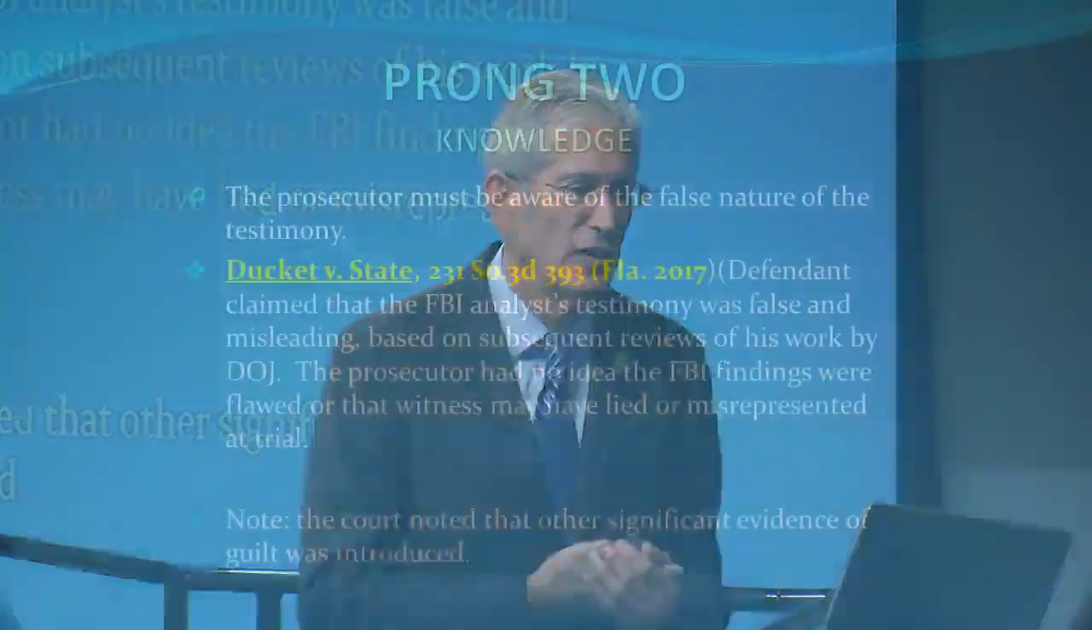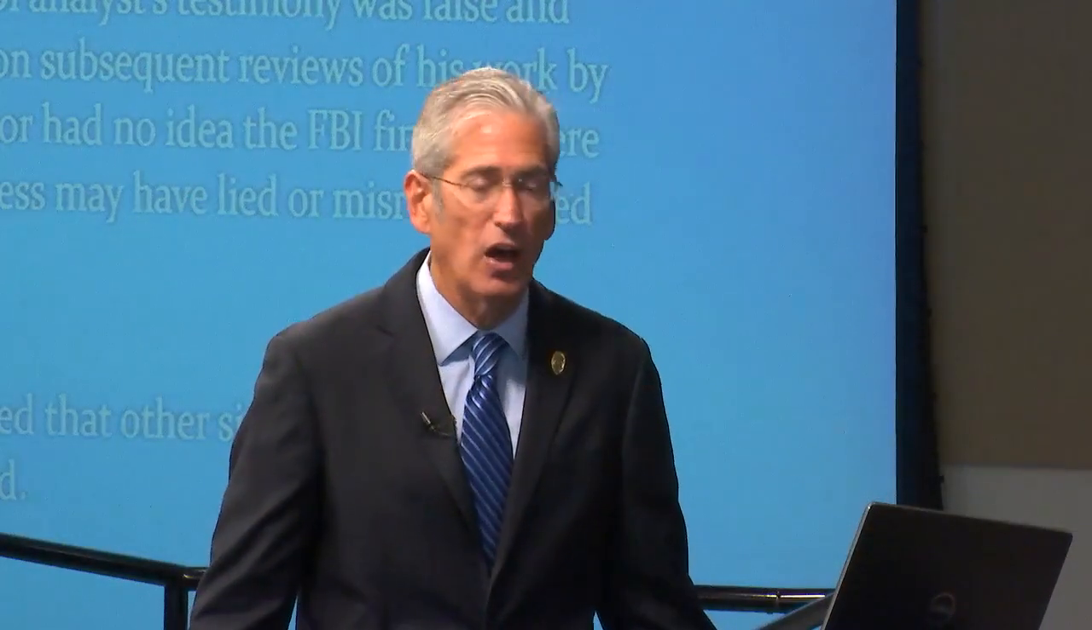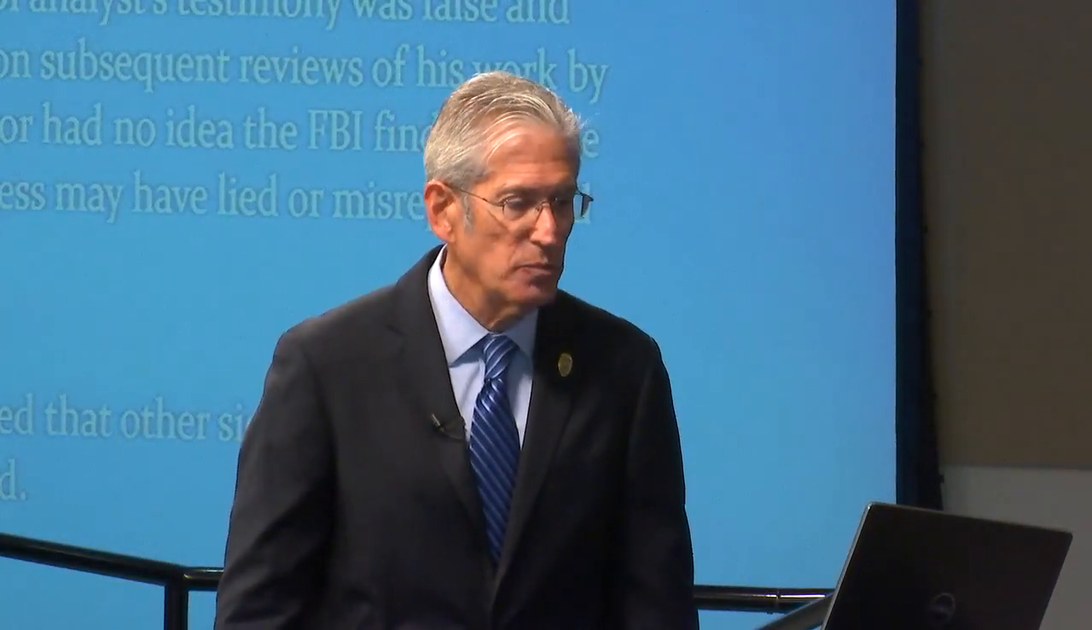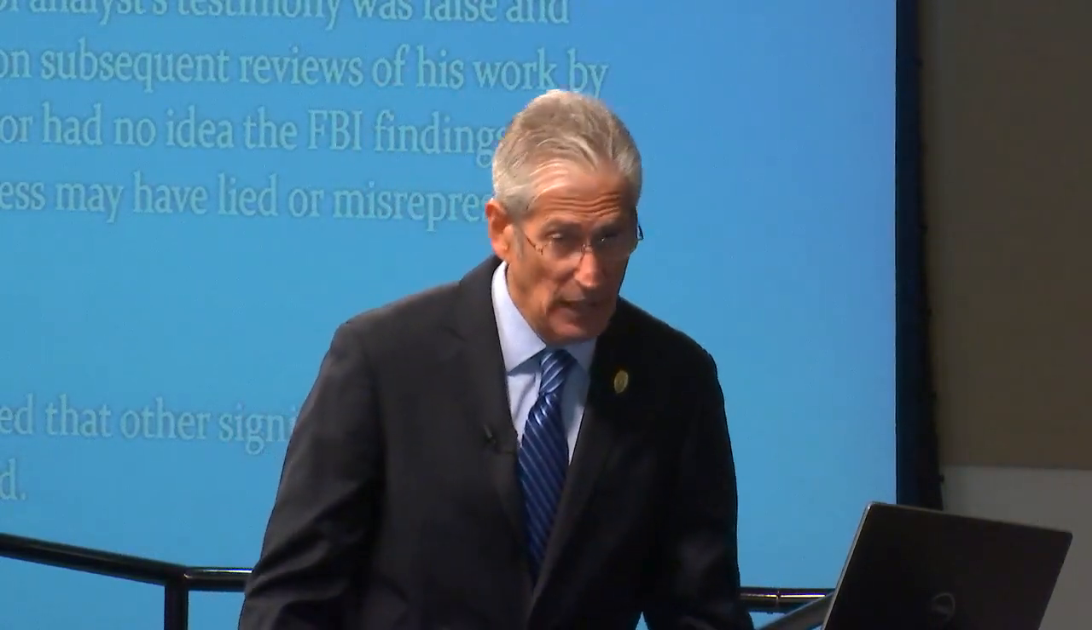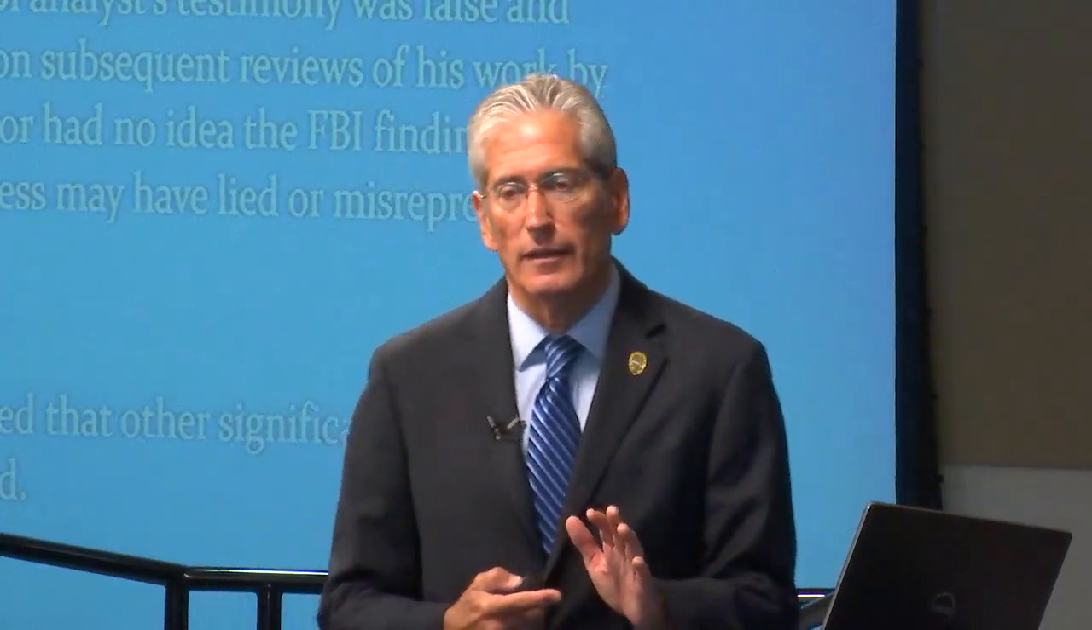Prong two, knowledge. The prosecutor must be aware of the false nature of the testimony. If it's uncovered later on in Duckett versus State, Duckett has two T's, I'm sorry. It's 2 years ago, Florida Supreme Court case. The defendant claimed that the FBI analyst's testimony was false and misleading at trial based on subsequent reviews of his work by the Department of Justice. The prosecutor had no idea the FBI findings were flawed at that time, or that the witness may have lied or misrepresented at that time, at trial. The court noted other significant evidence of guilt was introduced, but that's a different issue.